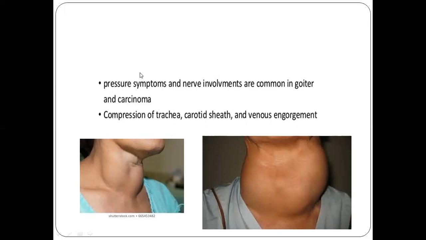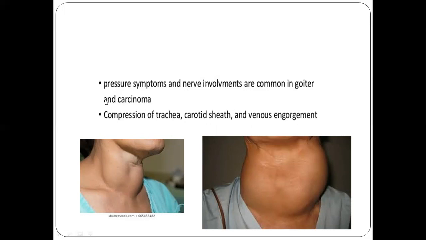It causes pressure over the trachea, because it is present over the trachea, and causes respiratory distress. Sometimes it causes dysphagia, difficulty in eating. Why? Because it compresses the esophagus and causes dysphagia. And sometimes it involves the nerves as well.